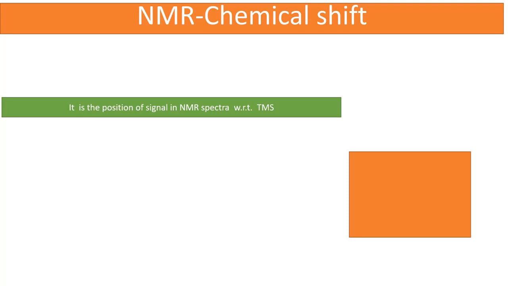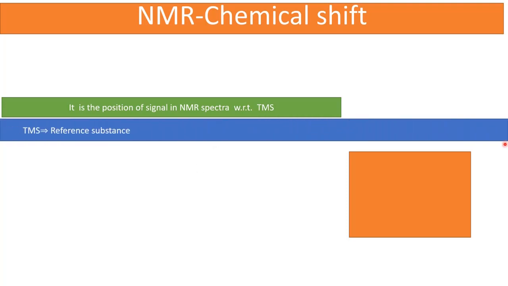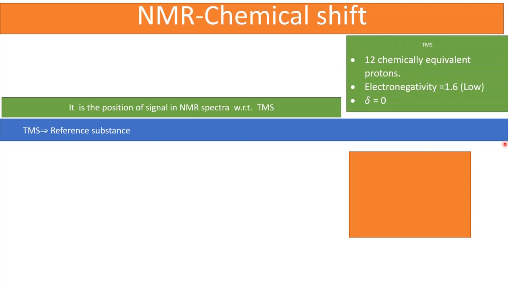Okay, what is TMS? TMS is tetramethylsilane, and it is used as a reference substance. With reference to it, the position of the signal of the particular compound to be identified is determined. Why is it used as a reference substance?